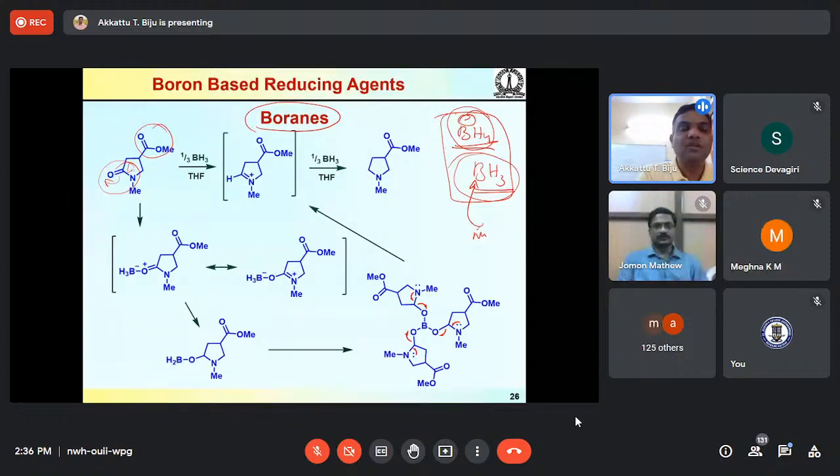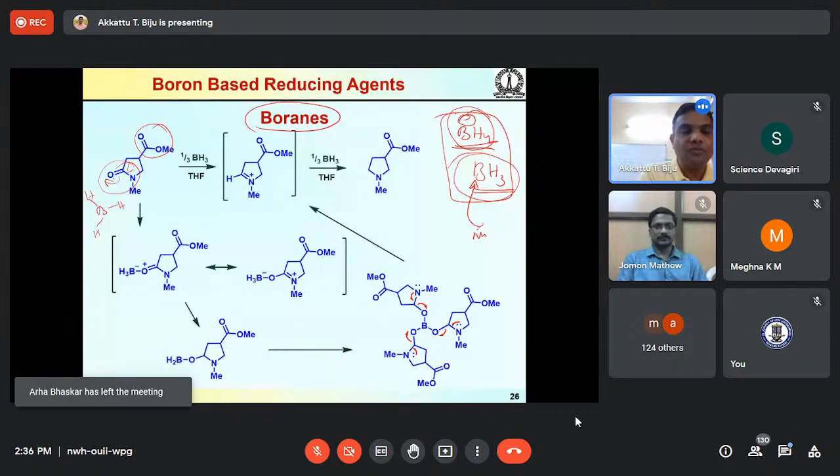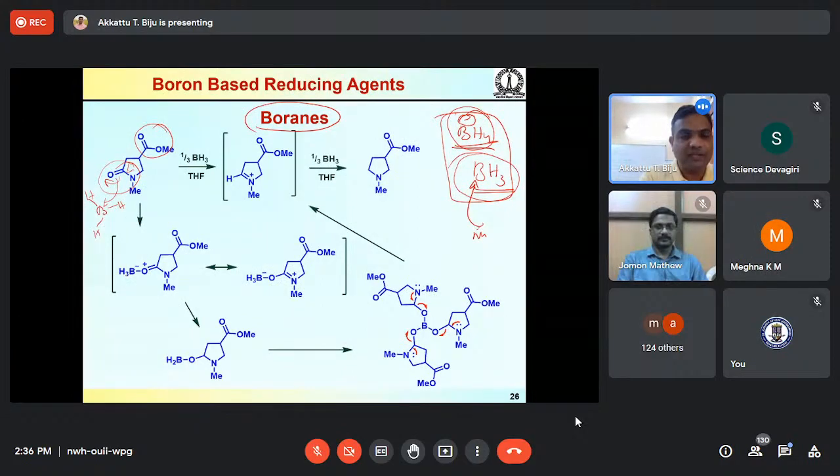So the borane can be coordinated with the oxygen of this amide better than the oxygen of the ester, which leads to this ylide-type intermediate. Once this ylide intermediate is generated, if I write this BH2 and H, this hydride can be transferred in an intramolecular fashion, leading to the formation of this species. That is the replacement of one of the BH bonds of borane, and now we have two more boron-hydrogen bonds.